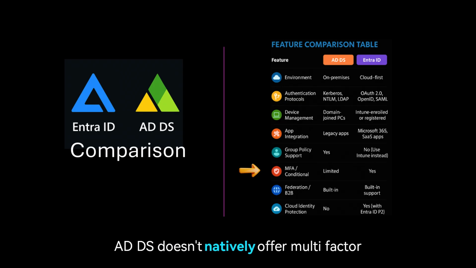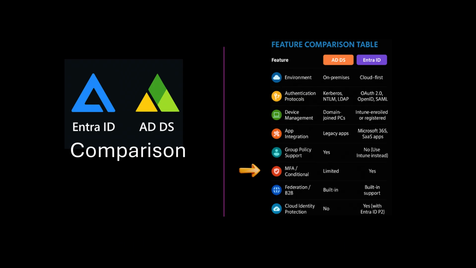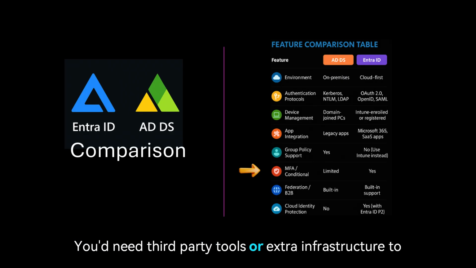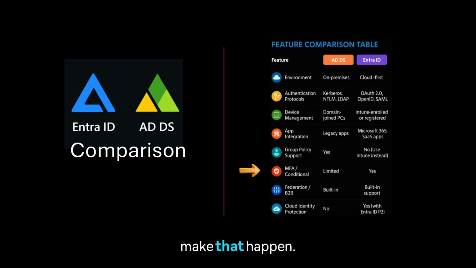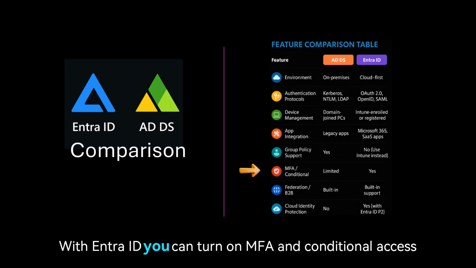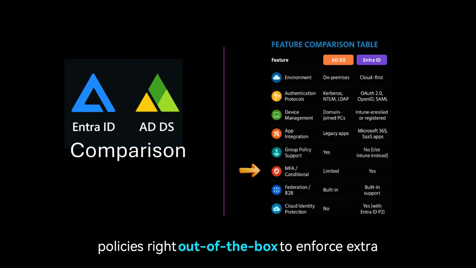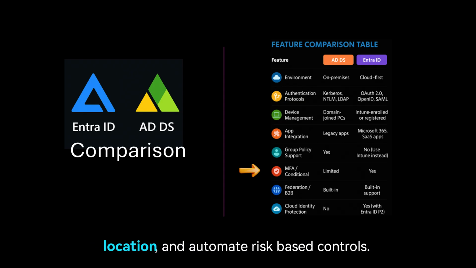ADDS doesn't natively offer multi-factor authentication or conditional access. You'd need third-party tools or extra infrastructure to make that happen. With Entra ID, you can turn on MFA and conditional access policies right out of the box to enforce extra verification steps, restrict access by device or location, and automate risk-based controls.